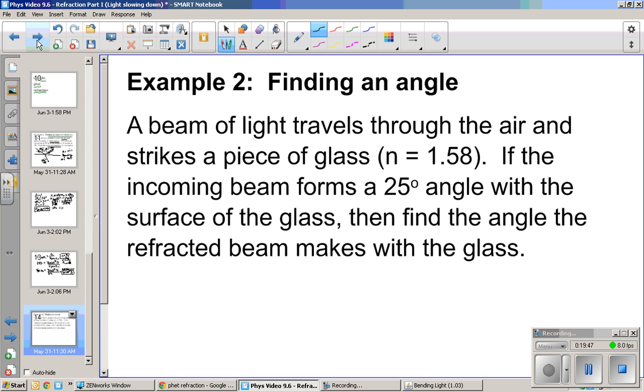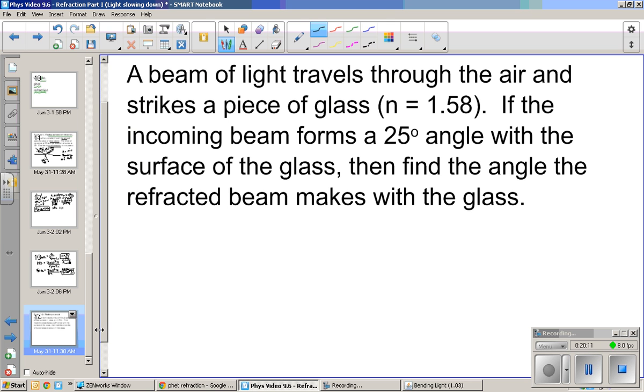This time it says a beam of light travels through the air and strikes a piece of glass. And I gave you n for the glass. It's 1.58. It says the incoming beam forms a 25-degree angle with the surface of the glass, and find the angle the refracted beam makes with the glass. So there is a lot going on here, all right? The first thing I want to caution you on is please be careful about the wording of the angles.